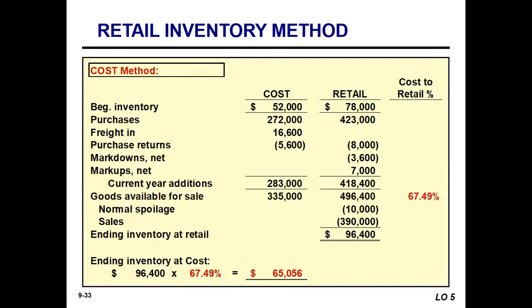And then the cost method, again, we're going to get practice doing it both ways. But again, we're looking at goods available for sale at cost in relation to goods available for sale at retail to get that percentage. So ending inventory at cost, we'd expect to be $65,056.